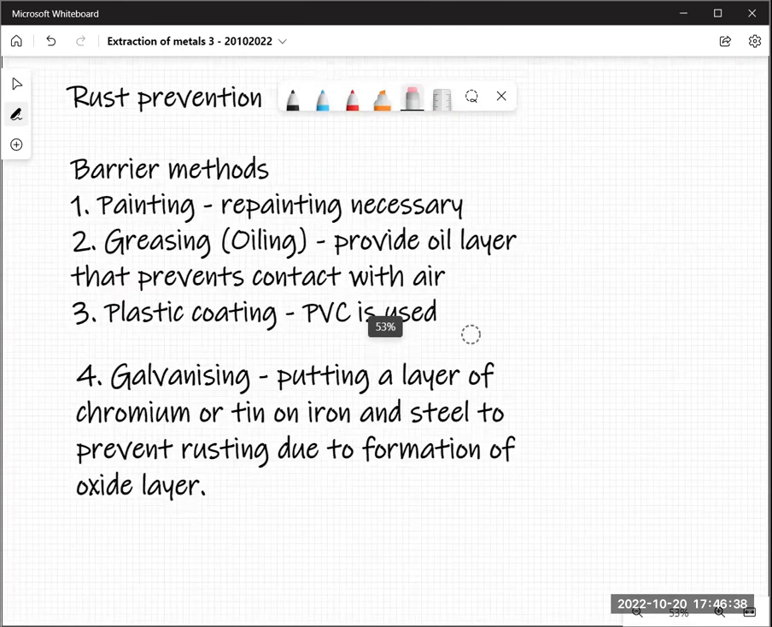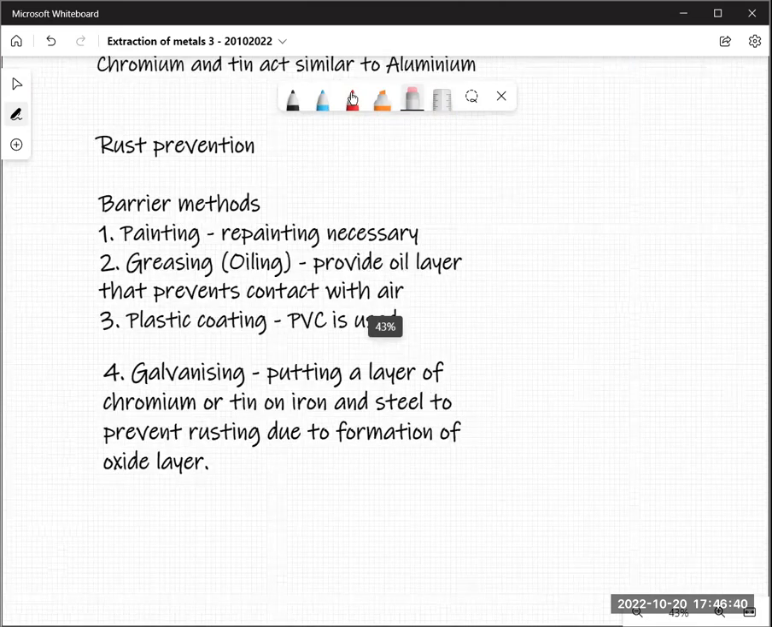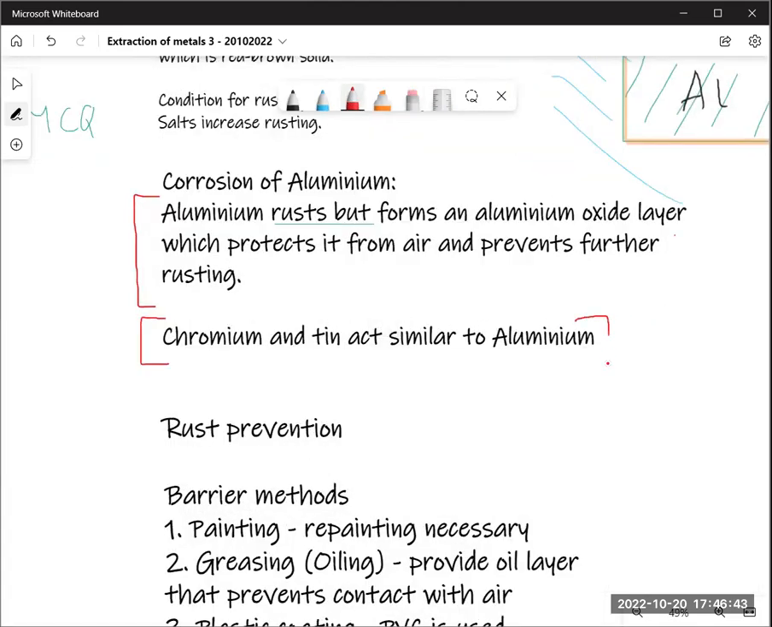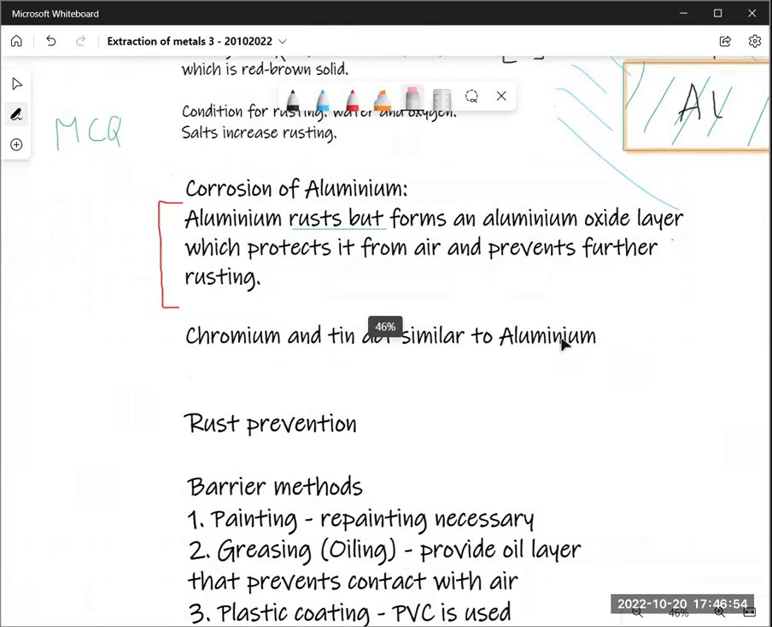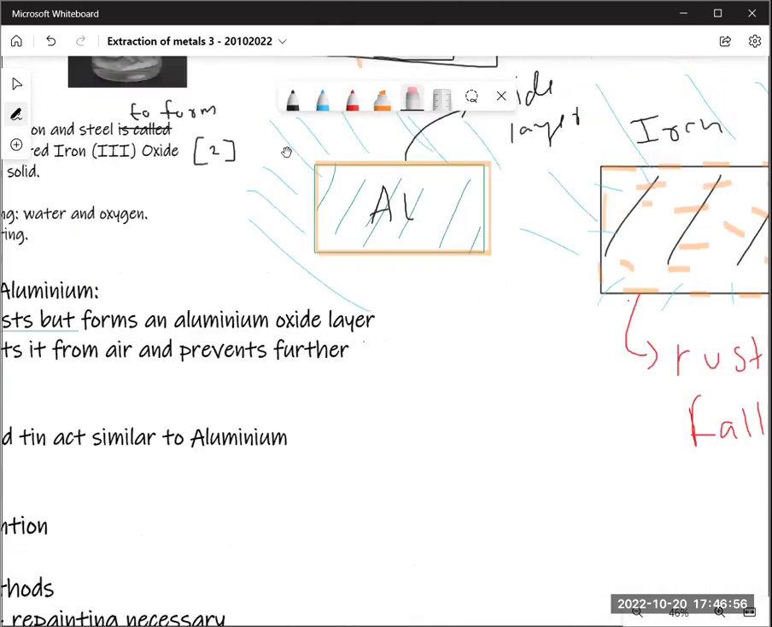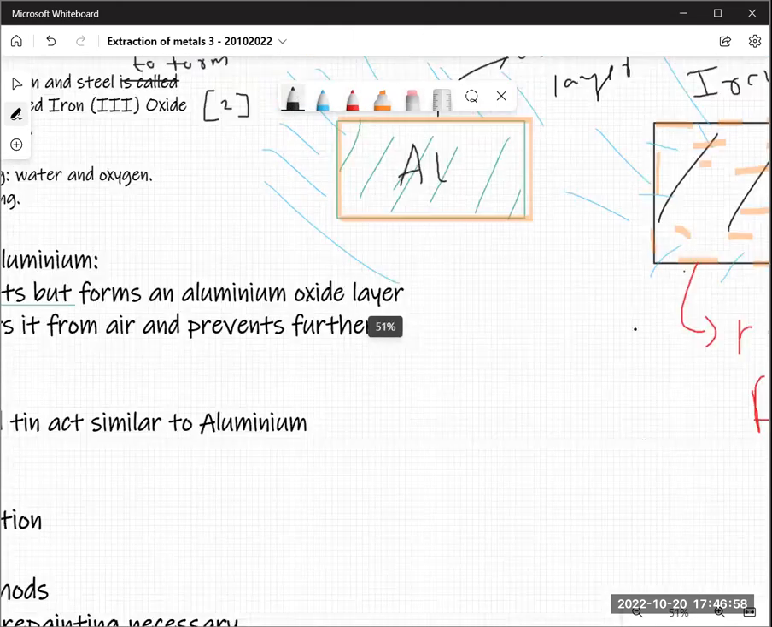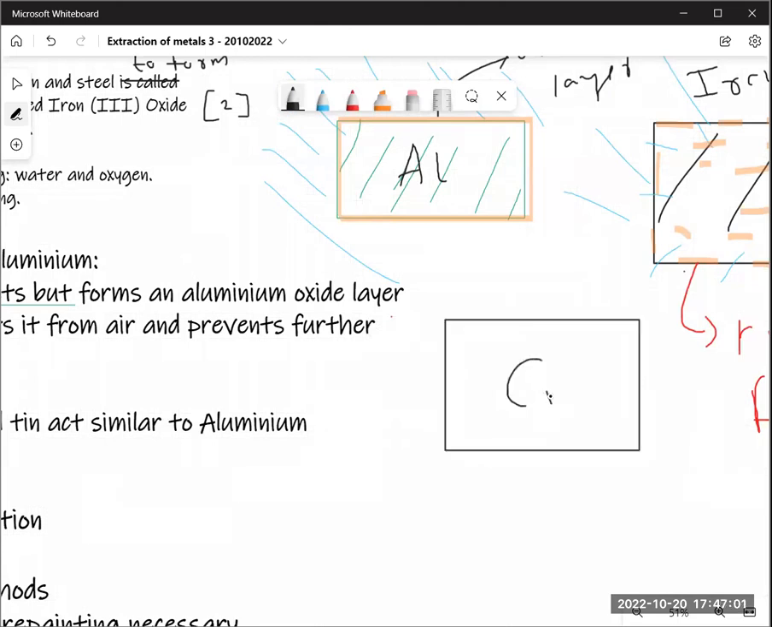Now, look. Please read this part, Safa, out loud. Chromium and tin act similar to aluminium. So if I have chromium, Cr, it does exactly the same thing. It's not a problem, it's a good feature.